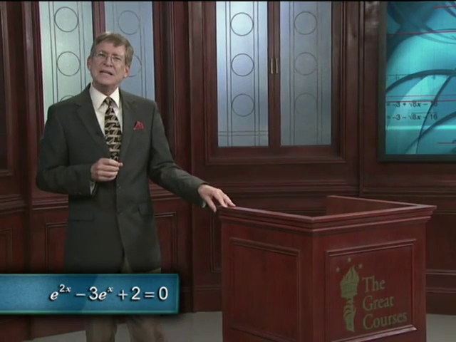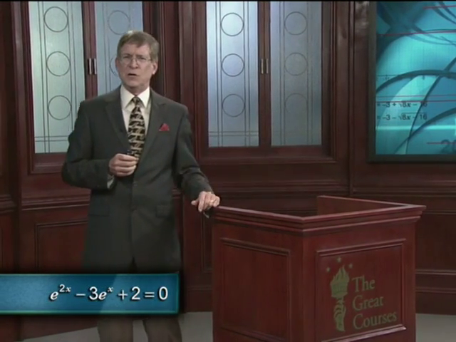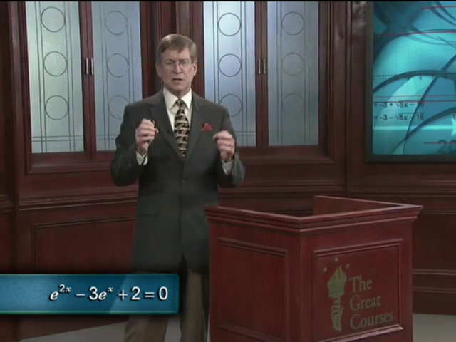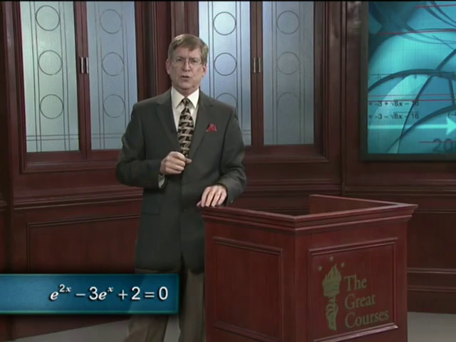Okay, good. That was a pretty easy equation to solve, I think. Let's look at a more interesting one. When mathematicians say more interesting, what they really mean is more difficult. But here we go. The equation is e^(2x) - 3e^x + 2 = 0. And again, we're asking to find all x values that make this equation true.